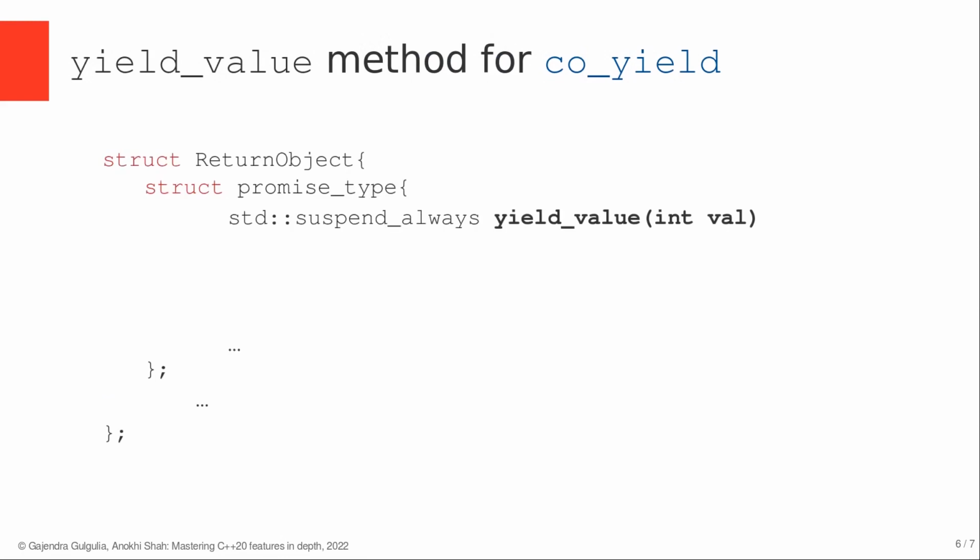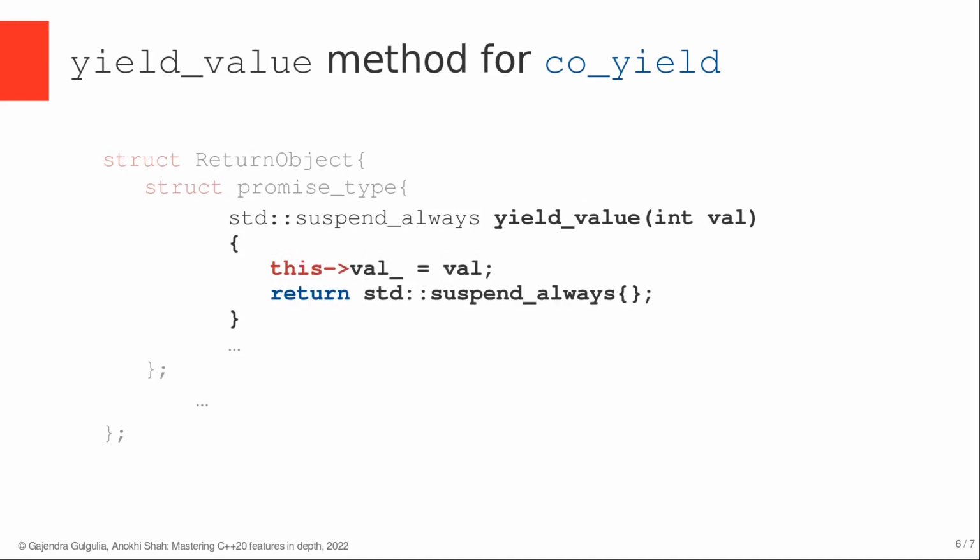Now let's take a look at a very simple implementation of the yield_value method. First, the argument that is passed as a parameter to the method is saved in the member variable of the promise type. Next, the method returns std::suspend_always. As I previously said, this allows the coroutine to suspend after yielding the value, which finally passes control back to the caller. Once control is returned, the client code can access the value within the promise object member variable, which was assigned within the method yield_value.